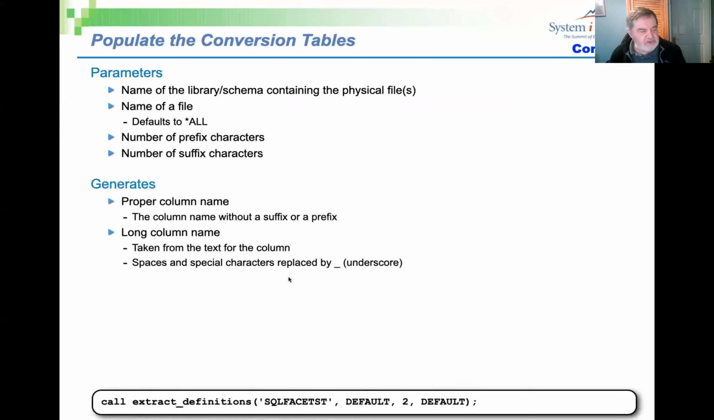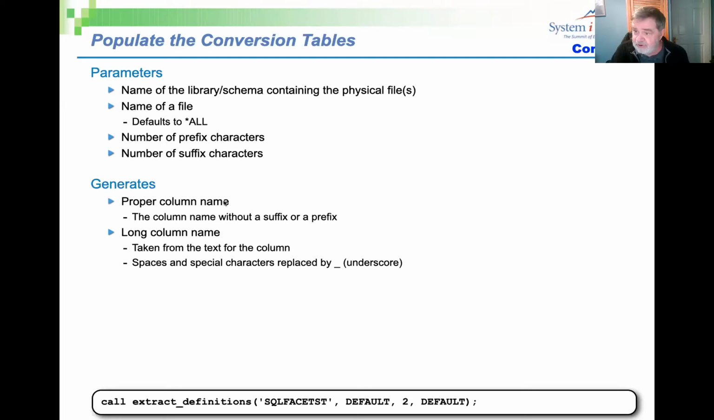Okay. Now, what this stored procedure is going to do is populate the tables, and it's going to generate a proper column name, which will be without the prefix, and it'll have a shot at creating the long column name. It takes this from the text description that's on your column, because generally that's what our column name is going to be. So this is what we get when we do it with the test tables that I had.